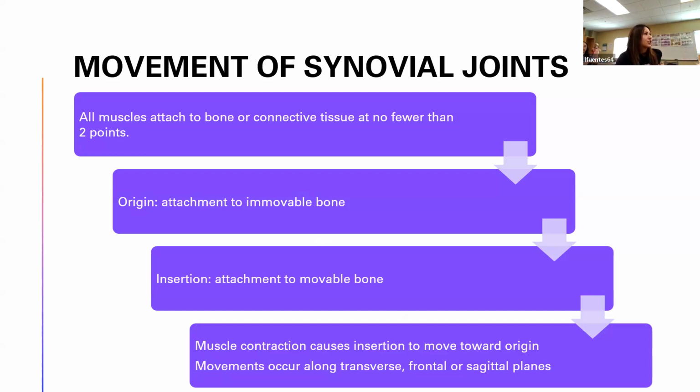Some definitions. Origin is the attachment point for an immovable bone. So each bone or each joint has an origin, an insertion, and an action. Right now, we're only focusing on origin and insertion. The origin is the attachment point to an immovable bone. Insertion is attachment to a movable bone. Muscle contraction causes the insertion to move toward the origin, and this movement occurs along transverse, frontal, or sagittal planes.